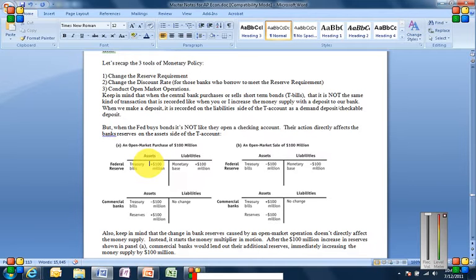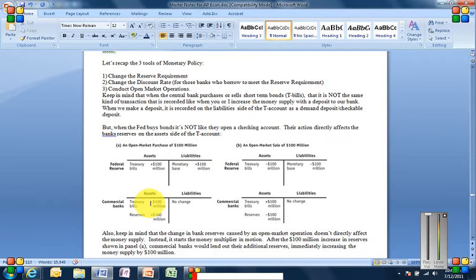It could look something like this, where for the Federal Reserve's T account, when they make this purchase, they acquire $100 million from several banks out there in the market that become assets on that side of their T account. And then as a liability, they're increasing the monetary base by the same amount, 100 million.